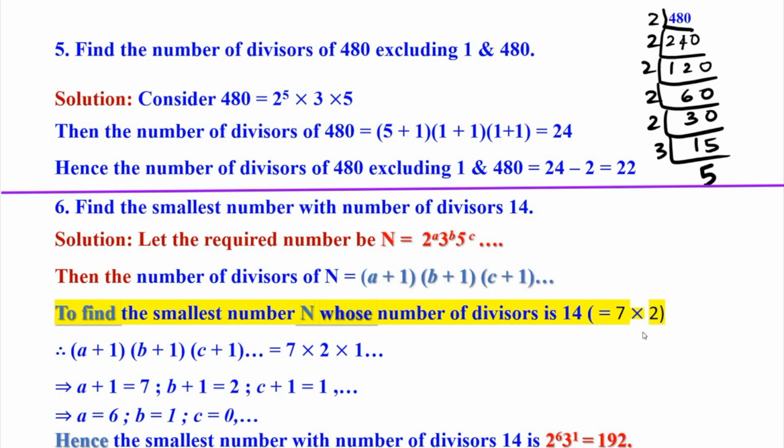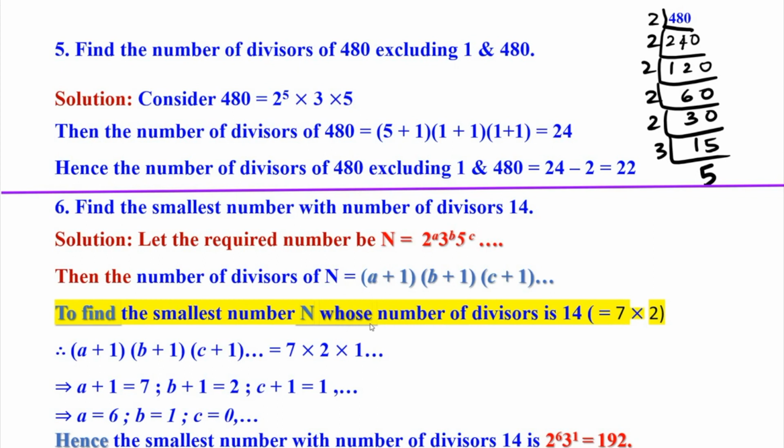However many times we want, we can have the factor 1. But anyhow, they will not contribute any value, because in that case the corresponding indices will be 0. So it is enough to consider only these two. So a plus 1 is equated to 7 and b plus 1 to 2, to get a as 6 and b as 1. So the smallest number with 14 divisors is obtained by replacing a by 6 and b by 1. That gives the relevant answer.